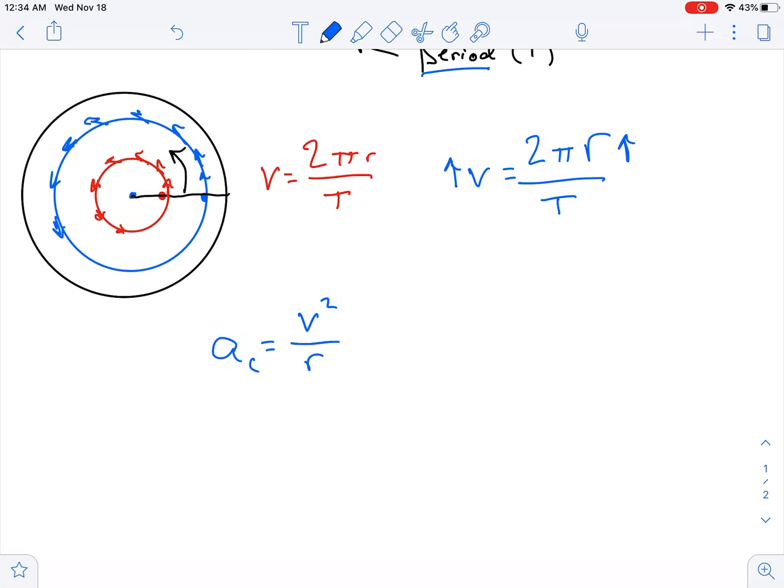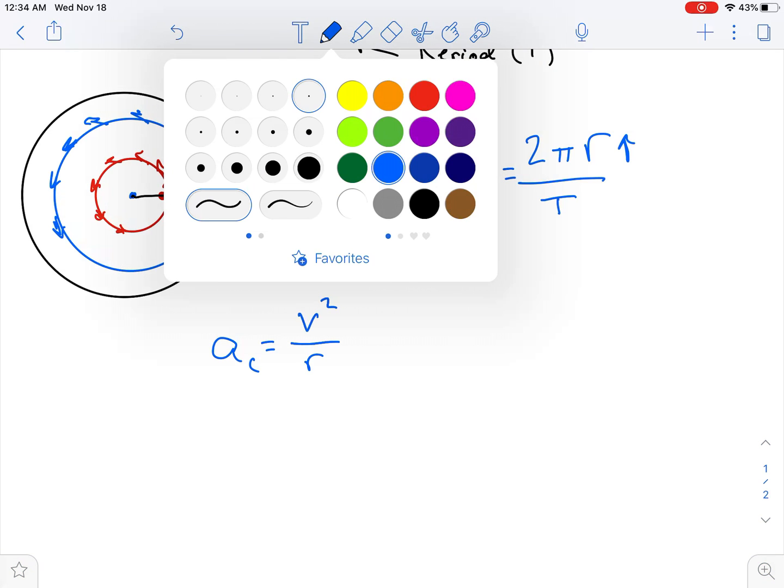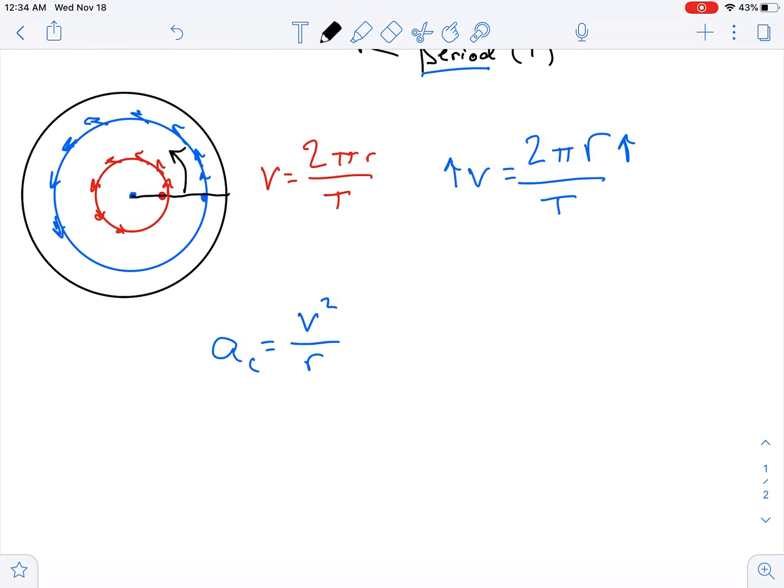And if we think about our circle, let's go back to just creating a circle that we can draw on here. That was not what I meant to happen here. Let's try that again. There we go.